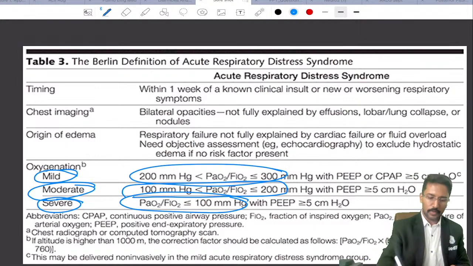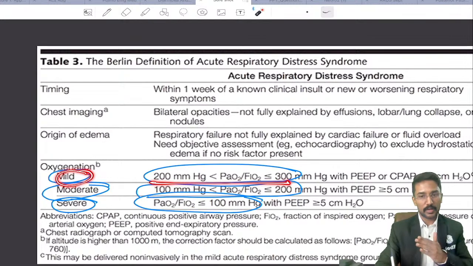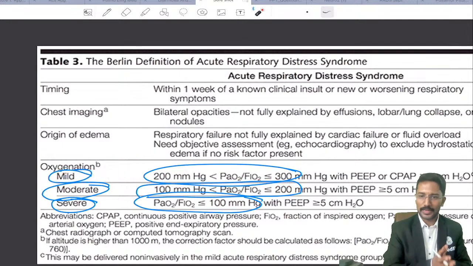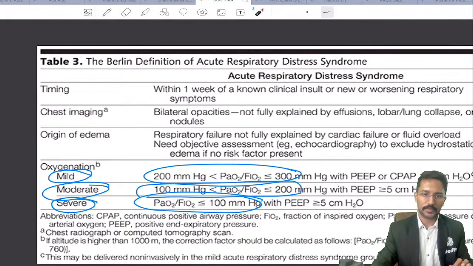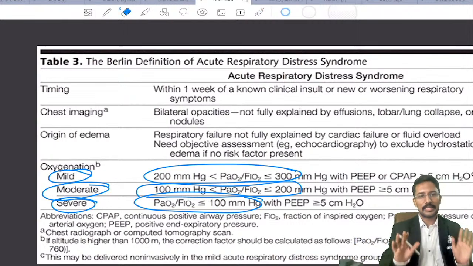Previously, what we now call mild, 200 to 300, before this Berlin definition was called acute lung injury, ALI. We no longer follow that terminology. There is nothing called ALI. So whatever was ALI is mild ARDS. If they ask you a question, whatever was called ALI now fits into which category according to the Berlin definition? It fits into mild ARDS. 100 to 200 is moderate, and less than 100 is severe.